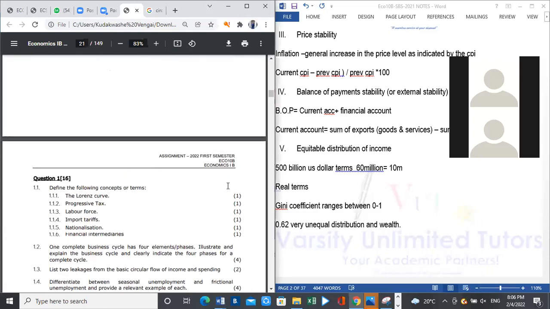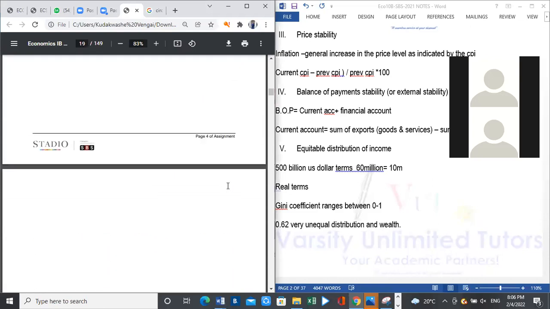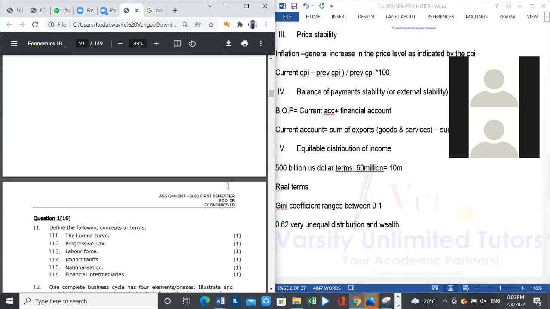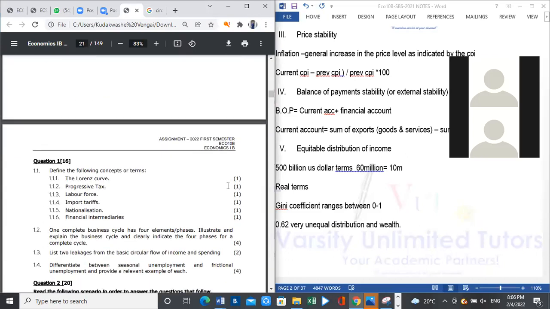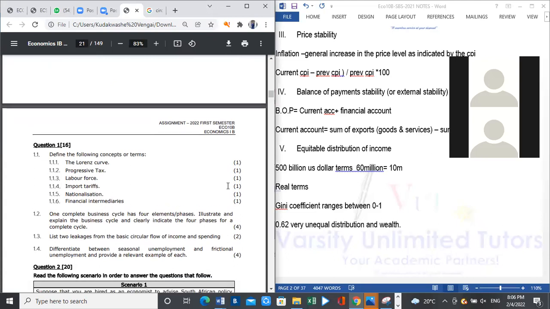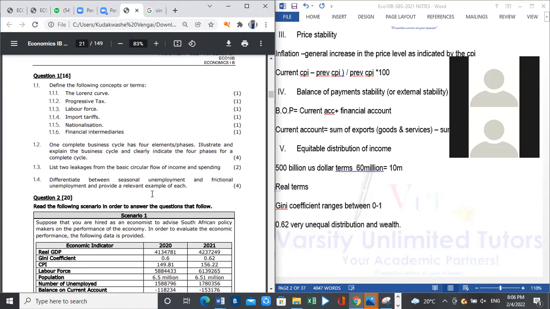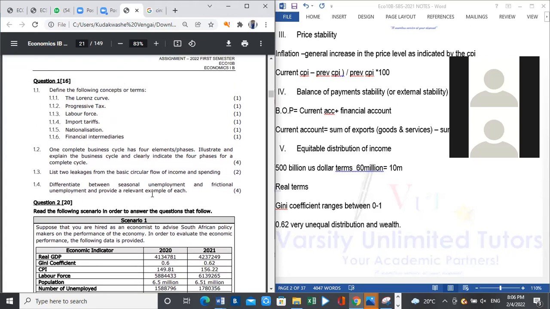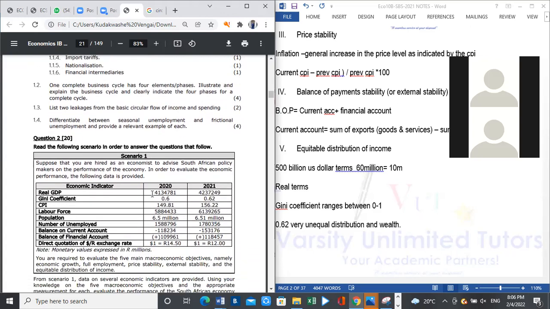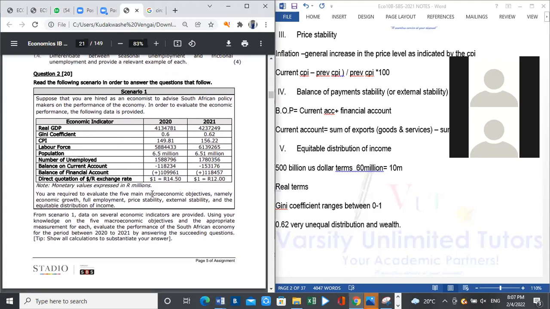All right, so this is the assignment that you're required to do, starting here. Assignment 2022, first semester, ECO10B, Economics 1B. Define the following concepts or terms: Lorenz curve, progressive. We're not looking at those ones today. So I'll skip question 1, then I'll rush to question 2.